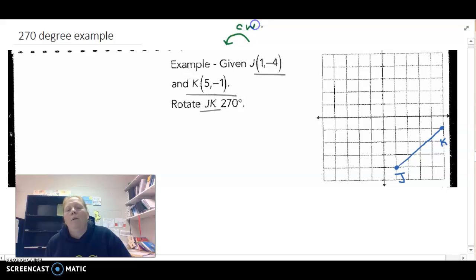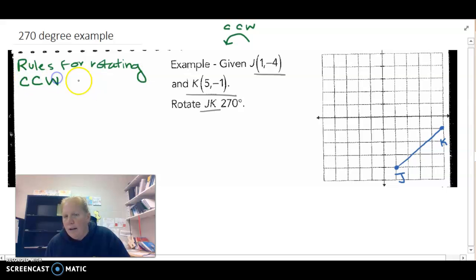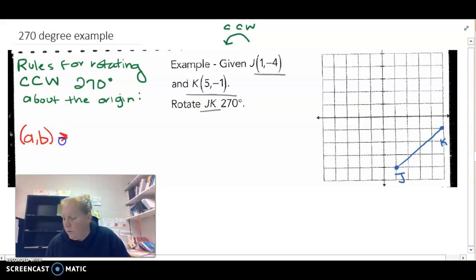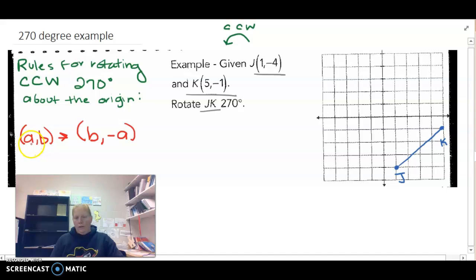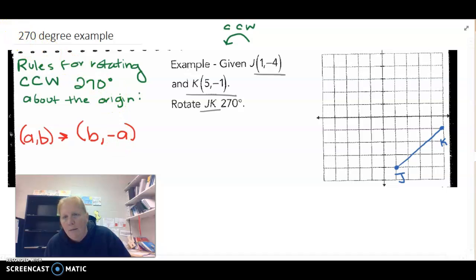So when we rotate 270, we have the rule, so I'm going to write rules for rotating counterclockwise 270 degrees about the origin. Okay, that rule is AB goes to B comma negative A. Okay, so we're going to switch the order, and then we're going to make A the opposite. So if it's positive, it becomes a negative. If it's negative, it becomes a positive.